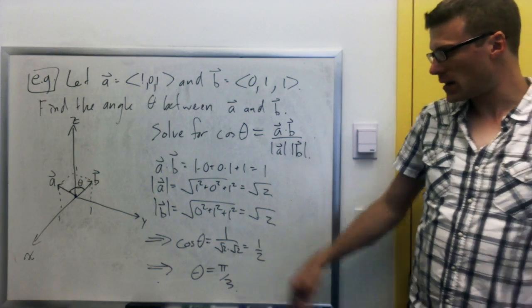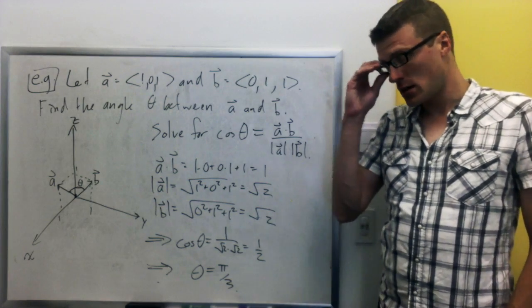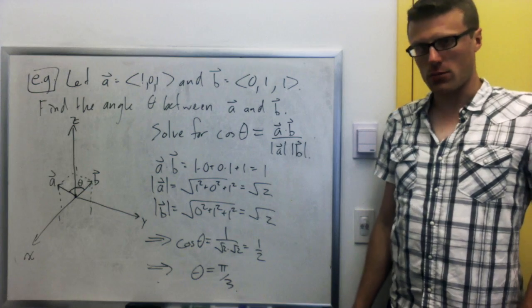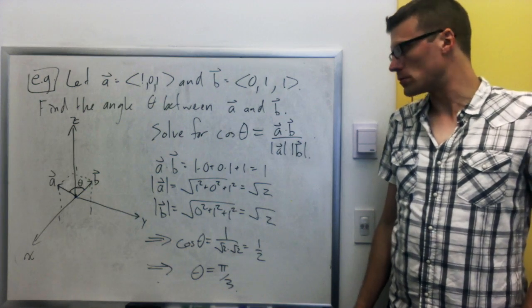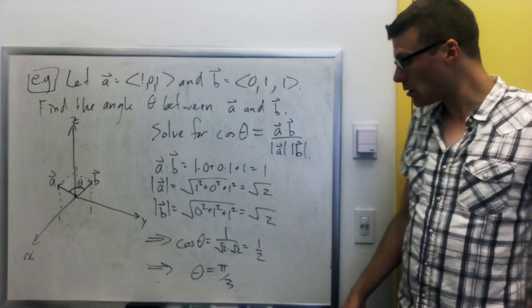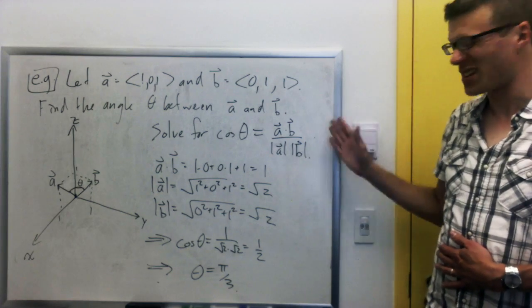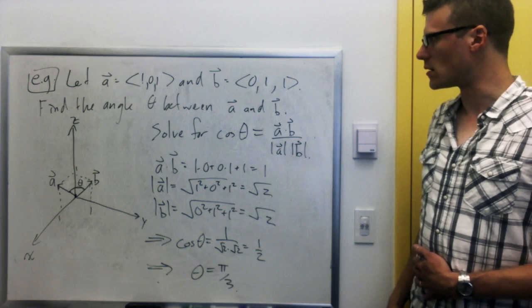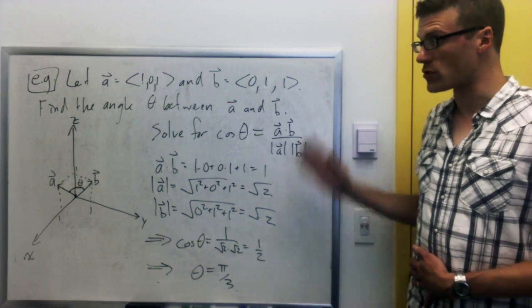What value of theta has cosine equal to 1/2? That is pi over 3. Is that what I would have guessed? I don't know. I didn't guess anything. So no, I really had no idea. But this shows that it's actually pretty quick and painless to do these sorts of geometric computations using the dot product.